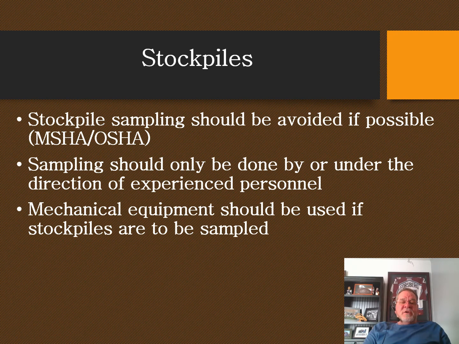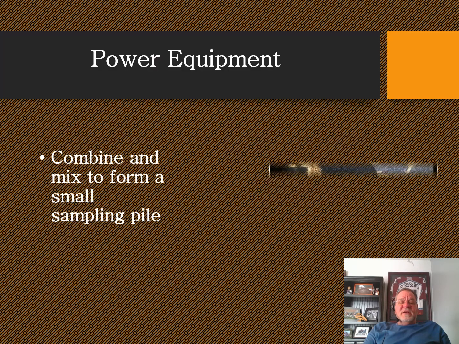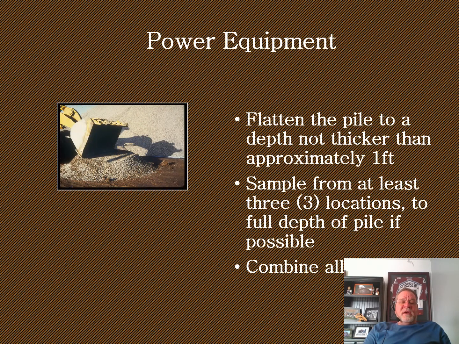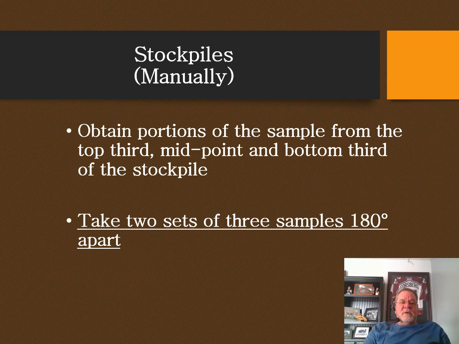Sampling should be done under the direction of experienced personnel. Mechanical equipment should be used whenever possible. By using power equipment, taking a loader, scraping in from the bottom, moving up the pile, exposing a representative face, channeling the face, going in, putting it again into that small pile as we talked about before, no greater than 1 foot thick, sampling at 3 locations, and combining all those portions.